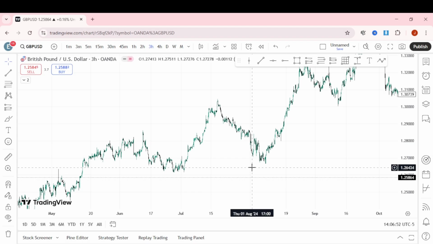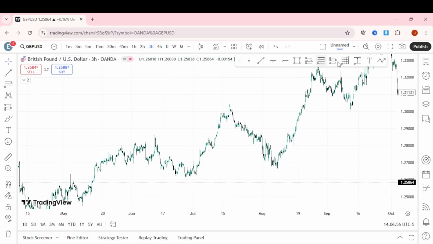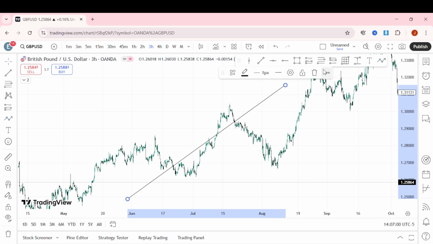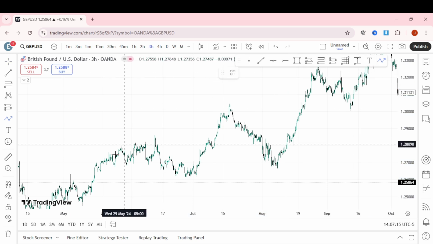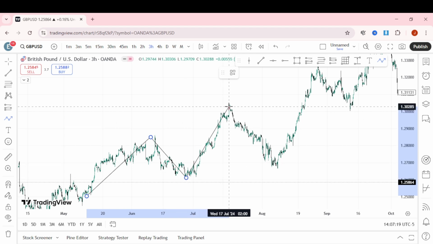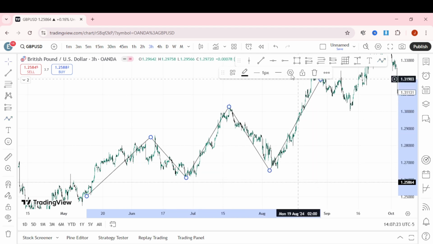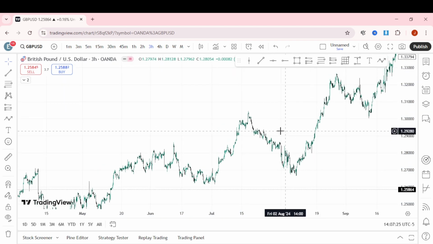So moving on to GBPUSD, this is a 3-hour chart, and on the long term price is going all the way bullish, right? So price expands all the way up, retraces, expands all the way up, retraces, and keeps going bullish. So this in particular is what I want to show you guys.